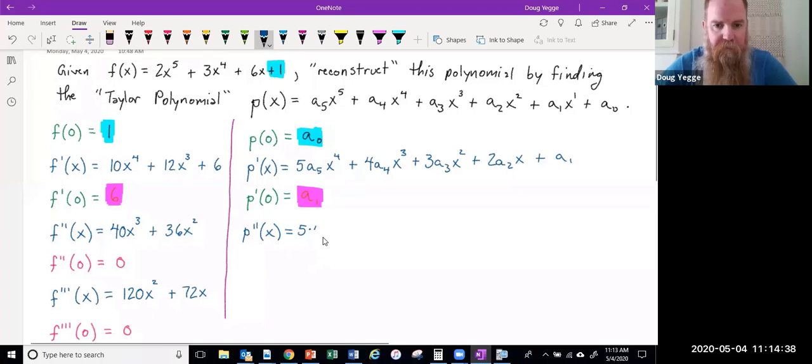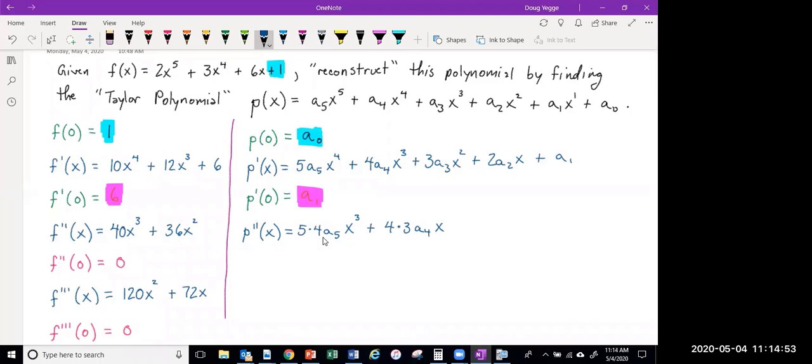So I'm going to say 5 times 4 times a5 times x to the third plus. Now let's move the 3 to the front. We get 4 times 3 times a4.